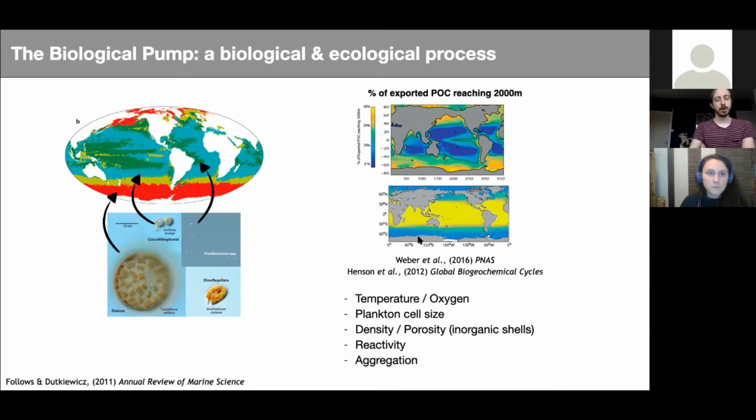But this is still a really big open research question as to how and why this might change in the future. So we're also interested in what implications this might have for past climates.